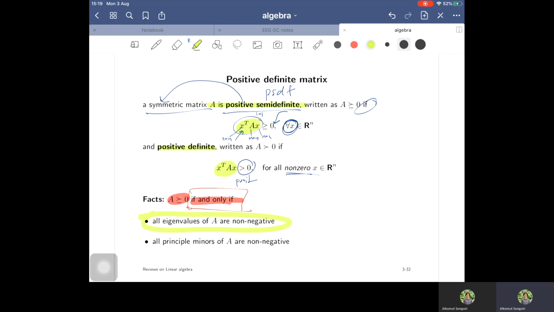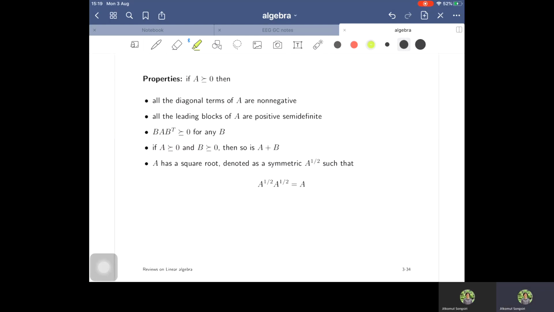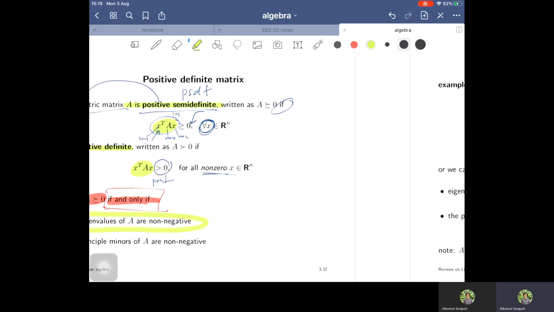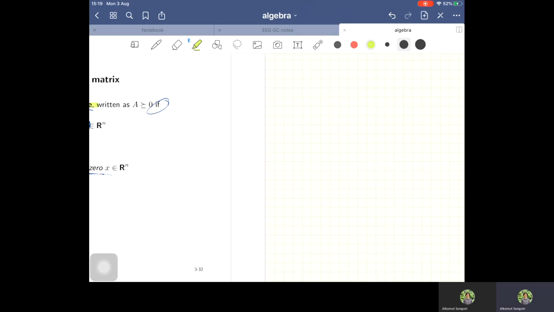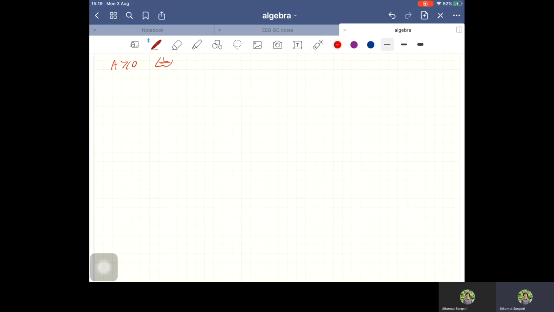To show this is very straightforward. A is positive semi-definite if and only if all the eigenvalues lambda_i(A) are non-negative. To show this, let's do it one way first: if all the eigenvalues are non-negative, we can immediately imply that A is positive semi-definite.